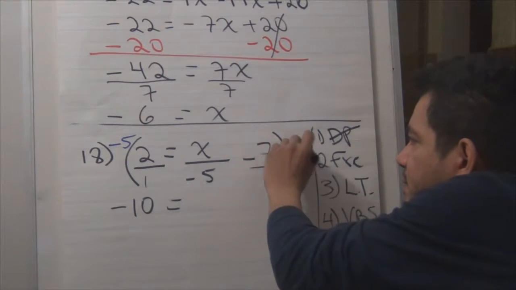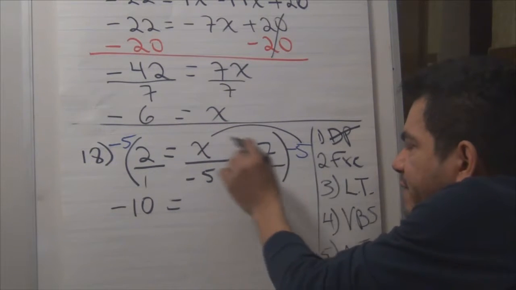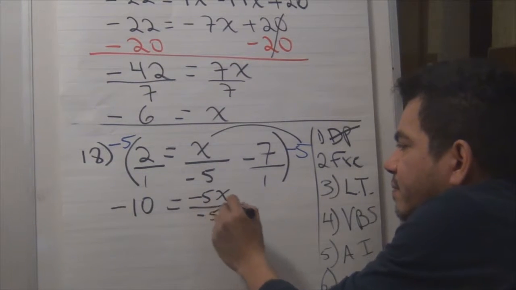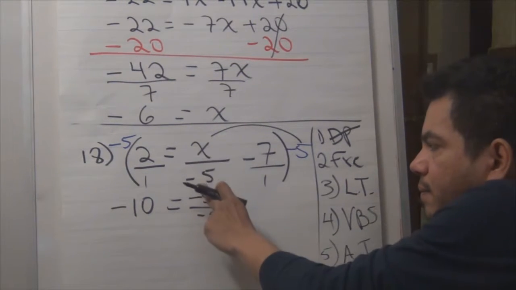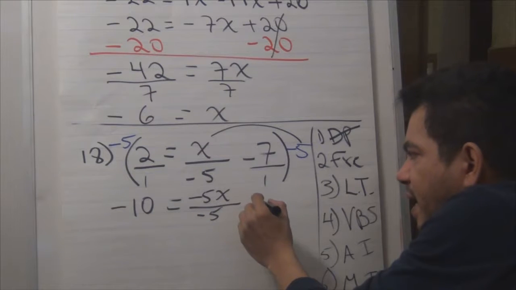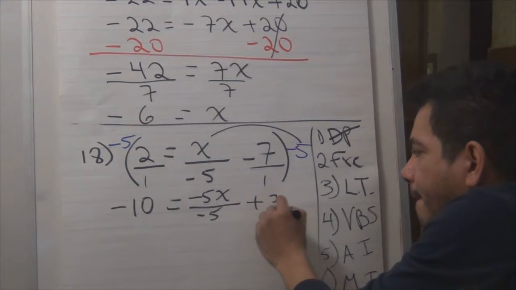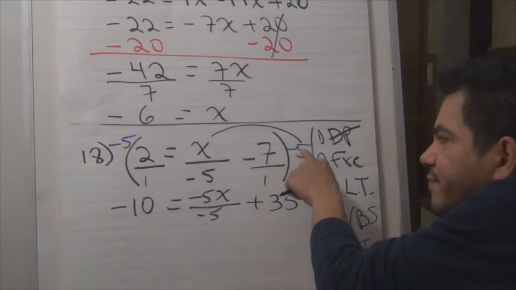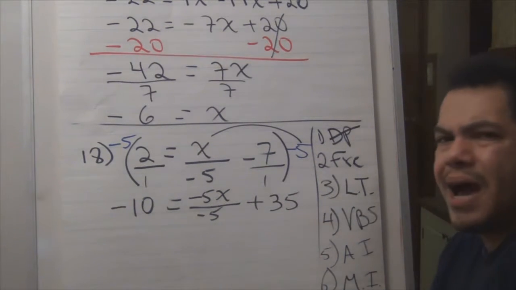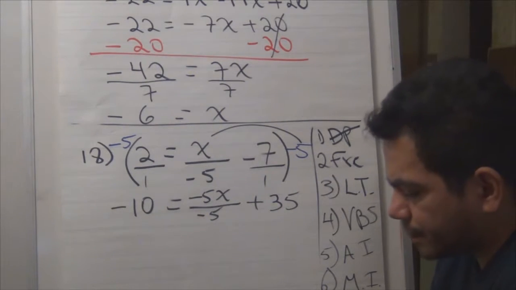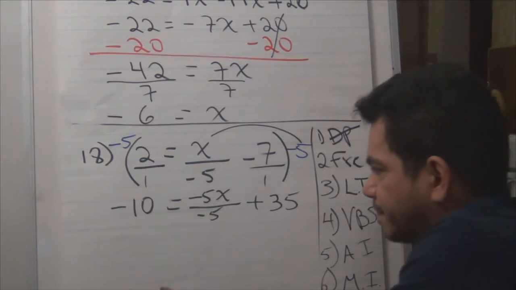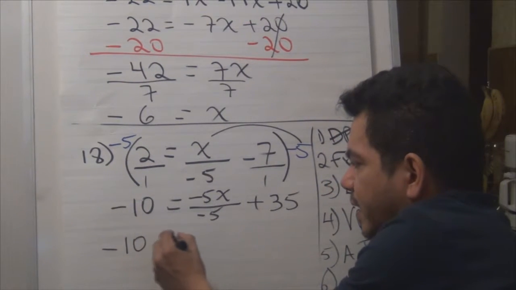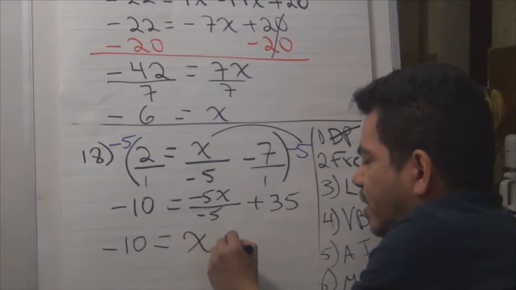So let's start. This is -5x over -5. See that? Plus -5 times -7, negative times negative is positive, 5 times 7 is 35 over 1. I'm not going to write the over 1, please. But now, let's see what happens. -10 equals x plus 35.